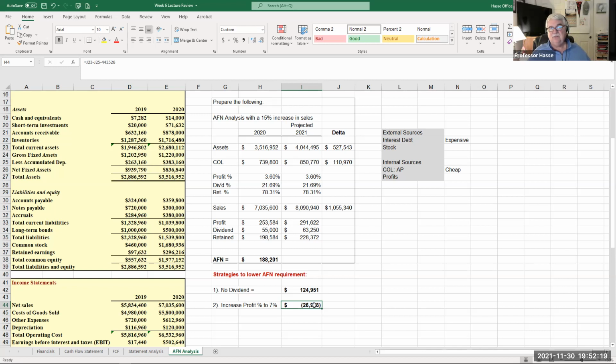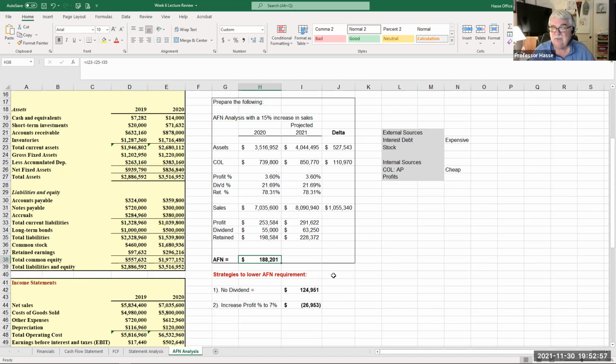Well, the long story short of this is for you to understand that we can use financial data to understand how we can project in the future. And there's many models out there. And this one here is called the additional funds needed model, which bases our growth rate on a projected increase in sales relative to assets, current liabilities, and profits. And whatever's left over is what we need to go hat in hand to the banks, to the bond market, and to the stock investors to raise additional capital if we want it that badly.